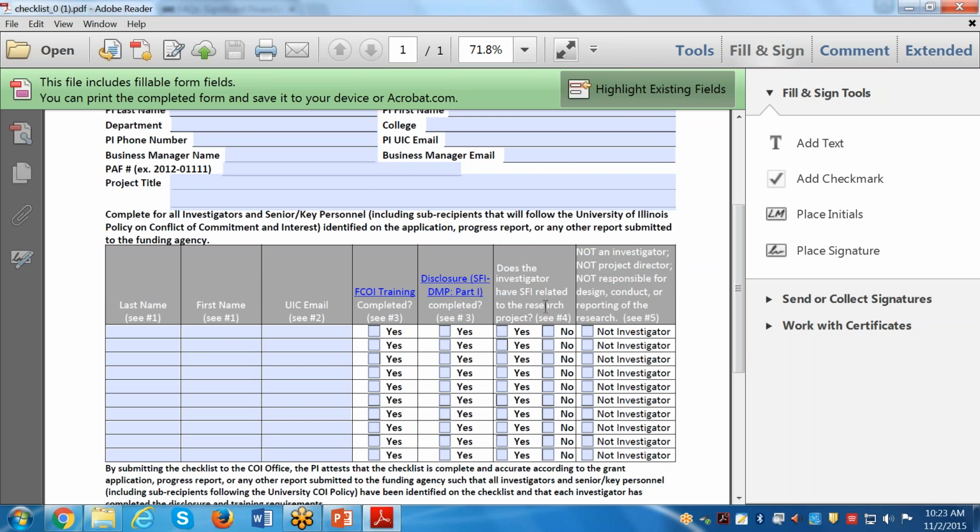We still have the question here if there's a related SFI, but now we're adding another column in order for you to be able to say this person's not an investigator, it's not a project director, and this person is not responsible for design, conduct, or reporting of the research.